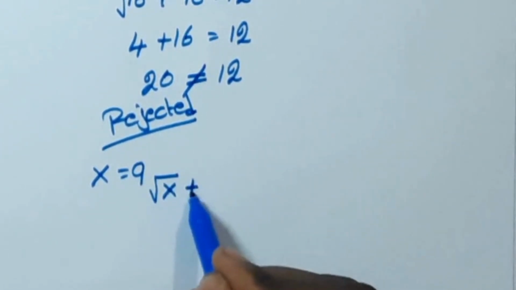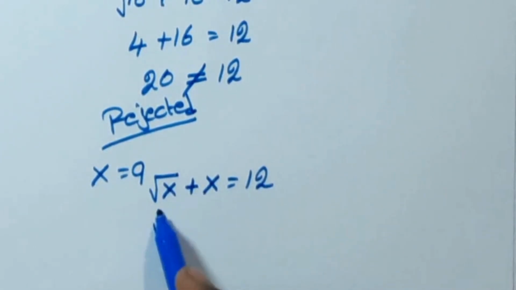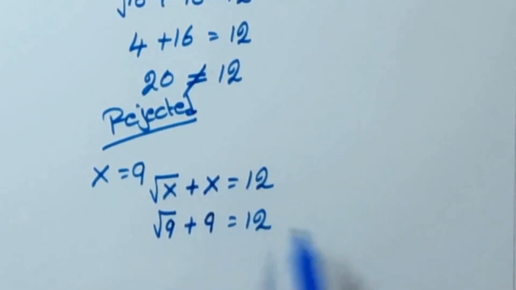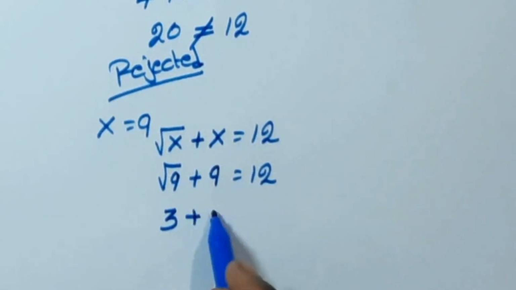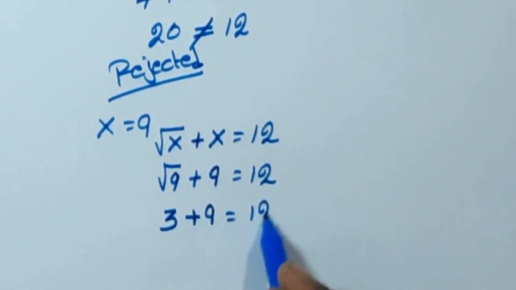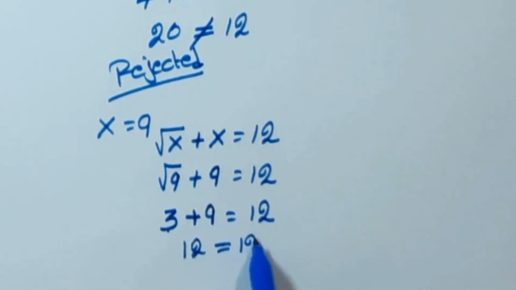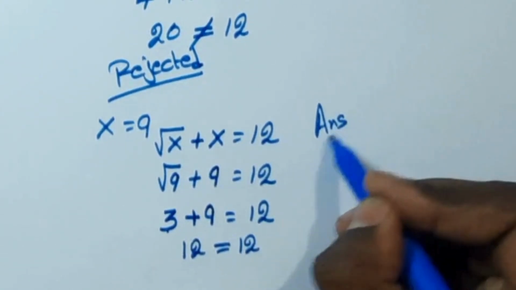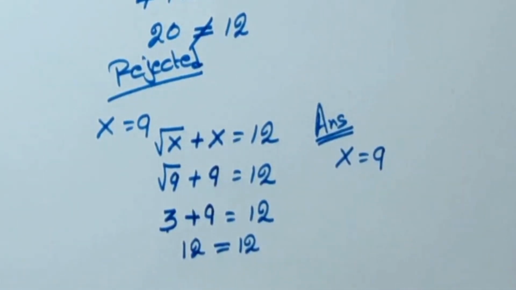Substituting x equal to 9 in this equation: square root of x plus x equal to 12. Square root of 9 plus 9 equal to 12. Here square root of 9 is 3 plus 9 equal to 12. Now 3 plus 9 is 12, equal to 12. So the answer here is x equal to 9 for this equation.